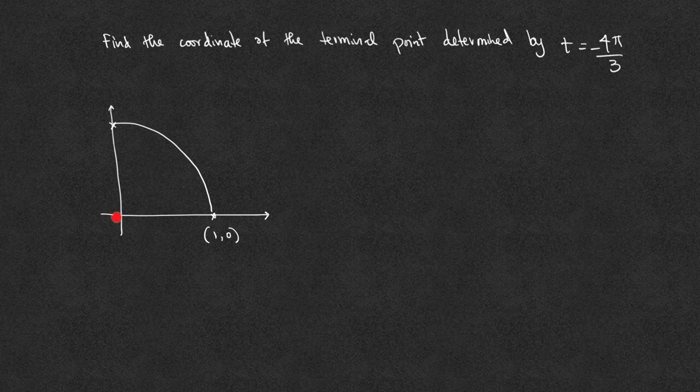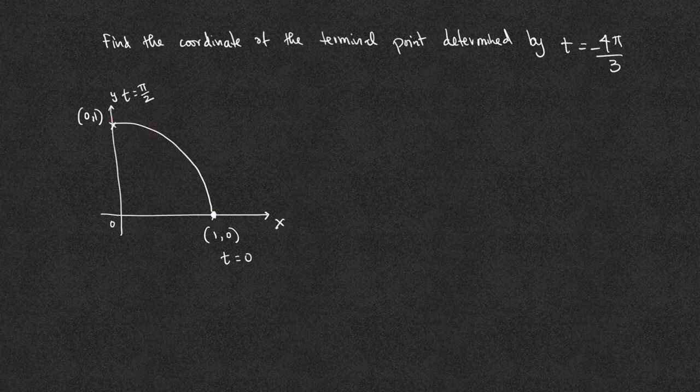The horizontal distance from the origin to the point is 1, and the vertical distance from the origin to the point is 0. The next point is (0, 1). The number that associates with the point (1, 0) is t equals 0. We always start at that point. The number that associates with the point (0, 1) is pi over 2. This is the distance around the unit circle.